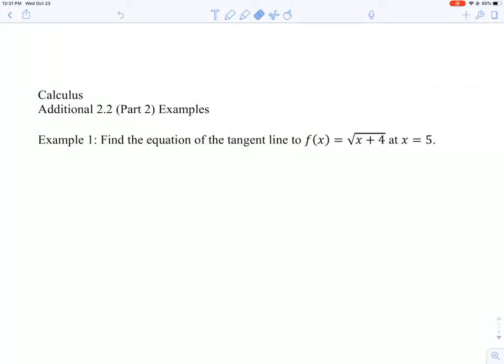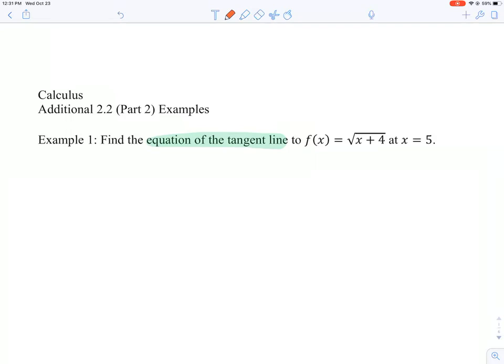So these are some additional examples from section 2.2 part 2. In this first example, we want to find the equation of the tangent line to f of x equals the square root of x plus 4 at x equals 5. So to find the equation of a tangent line, that's the equation of a line, we need a point and we need a slope.